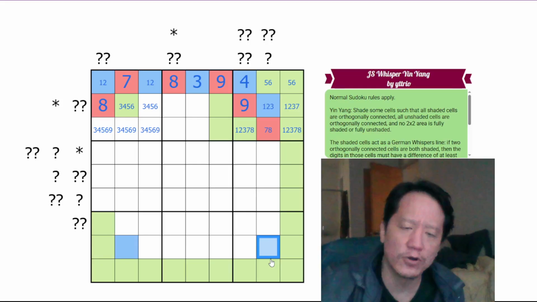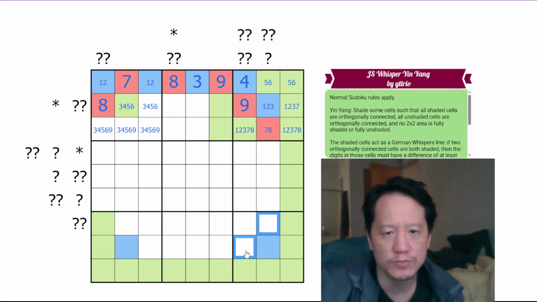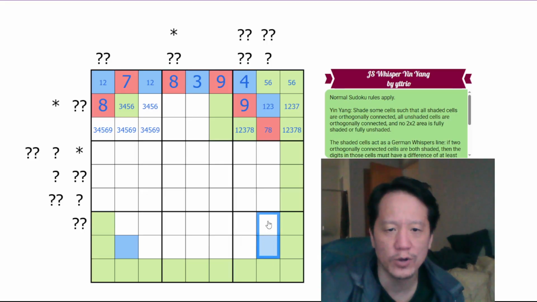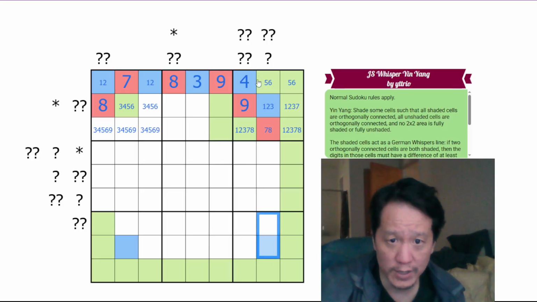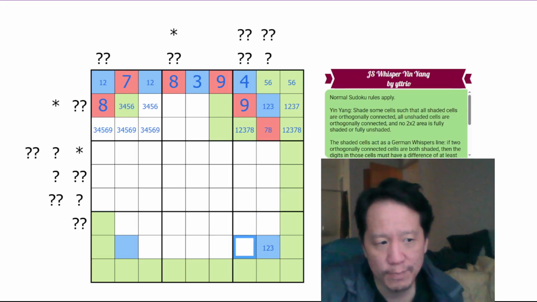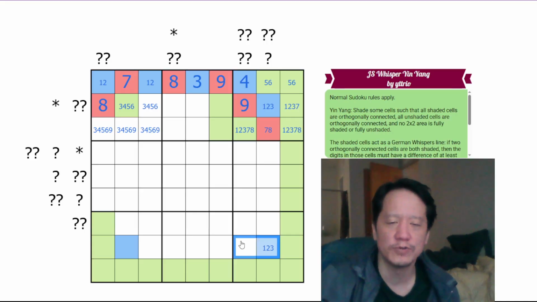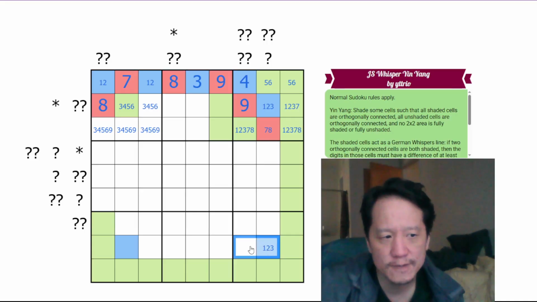This can't be 4. If this is 4, that would guarantee it has to be next to 9 on a Whisper 5 line, so one of these would have to be 9 to be orthogonally connected to the rest of the shaded regions. But this can't be 9 because of 9 in the column, and if this is 4 and 9, that would add up to a 2-digit number. So this is 1, 2, or 3. It could be 3 and 8 going that way. That is possible. So that would be the only way that you could have 3 and 8.